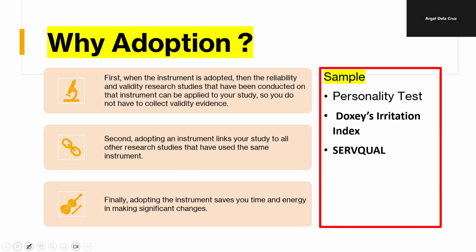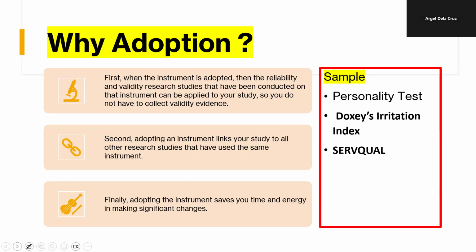Next, there are some instruments that are already being used, such as the Doxey Irritation Index, which is highly suggested if you're measuring the irritation of the tourist or visitor to a certain locale brought to you by tourism. Or for hospitality, we have the SERVQUAL or Service Quality Measurement proposed by Parasuraman and company. So that is a tool that you can use to measure service quality if you're conducting research about service quality.